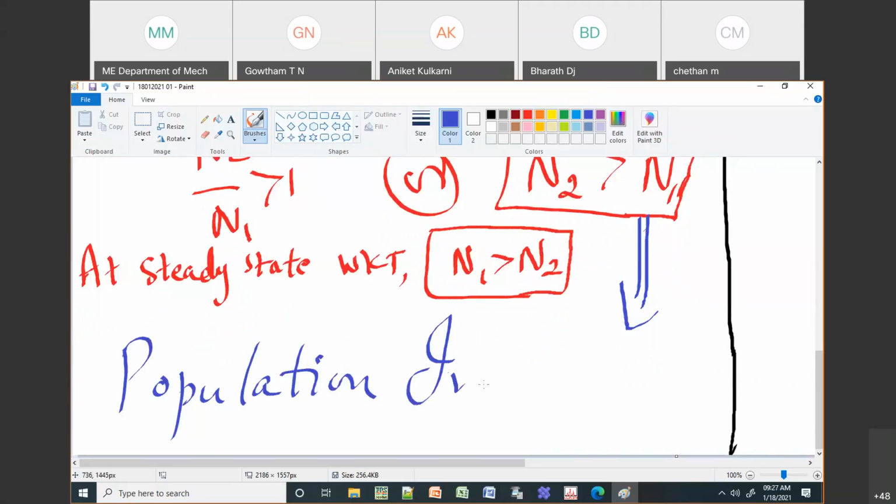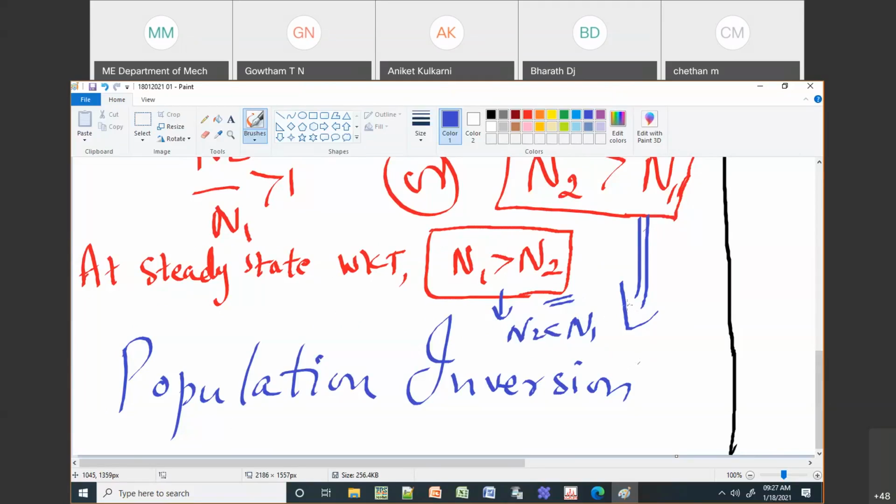Population inversion. What is the meaning of population inversion? In principle, n1 is greater than n2, or n2 is less than n1. But if I want efficient laser action, I need to reverse this condition. So n2 should be greater than n1. Only then can you have efficient laser action, and this state is called population inversion.